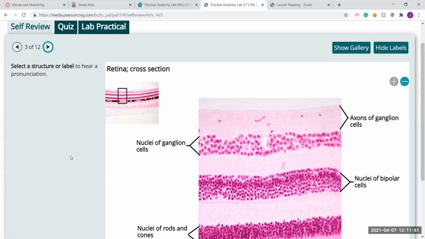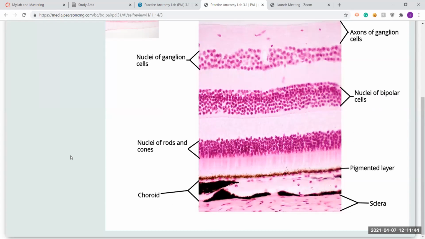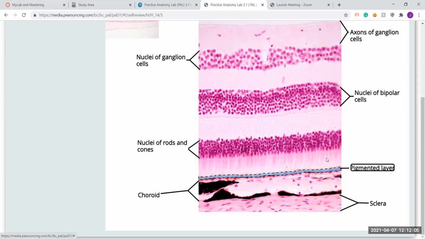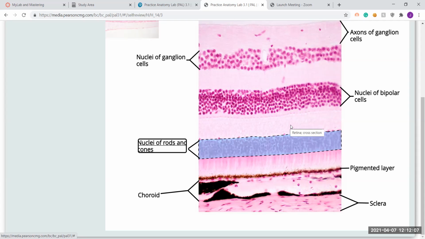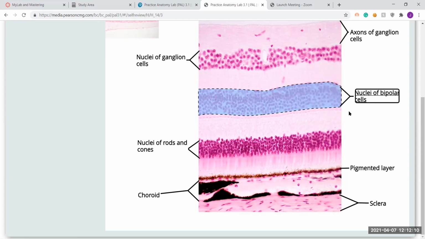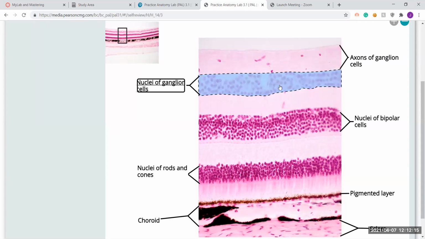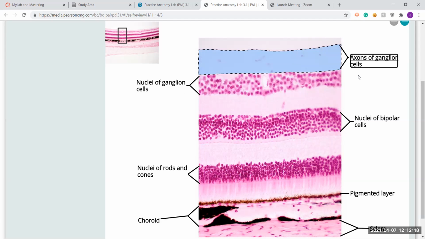Further magnification of the retina. Again, you go from choroid, and after the choroid there is a very thin dark layer. This is called the pigmented layer. This is the retinal layer where there are a lot of melanocytes, which produce melanin. Then you have nuclei of rods and cones, and these are the axons in the middle. You see the white area, axons of rods and cones. And then nuclei of bipolar cells, nuclei of ganglion cells, and then axons of ganglion cells again.